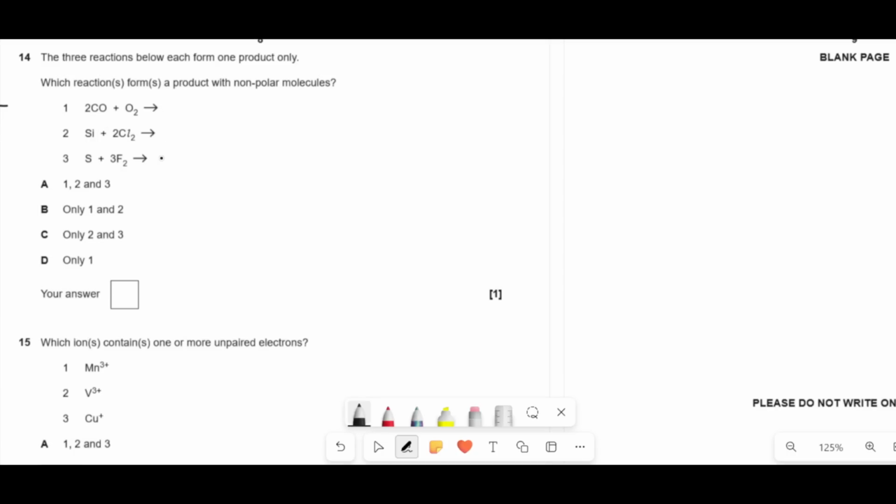So 2CO plus O2 is probably going to make CO2, right? CO2 is linear, so it's non-polar. So there's already one in the bag. So definitely that one will. Si plus 2Cl2. What does that give us, right? SiCl4. SiCl4 is tetrahedral, so it's an Si, 4 bonding pairs, 4 lone pairs, right?